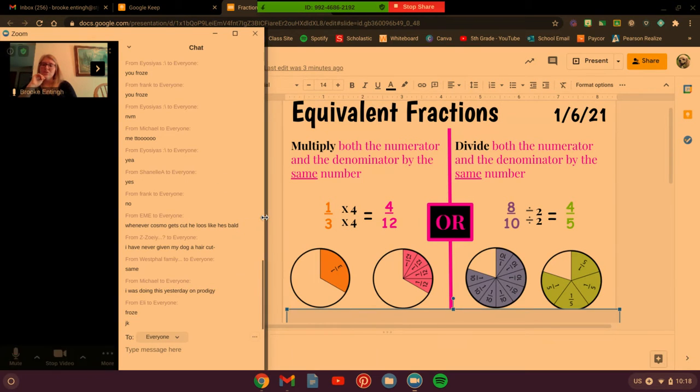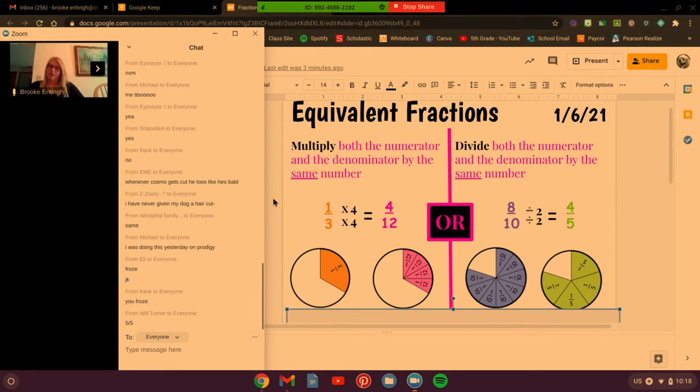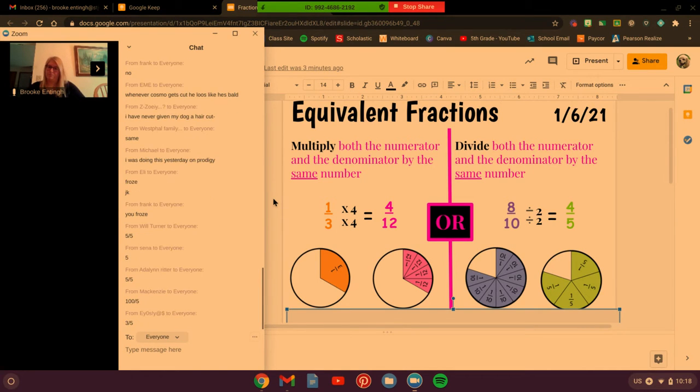So what I'd like you to do is in the comment box, and again, I believe you guys did this last year in 4th grade. In the comment box, I would like you to type how you're feeling about this so far. Does it make sense, to multiply the numerator and the denominator by the same number, or to divide the numerator and the denominator by the same number? Show me 1 through 5. How are you feeling about this, about remembering this skill? 1 through 5, how are we feeling?